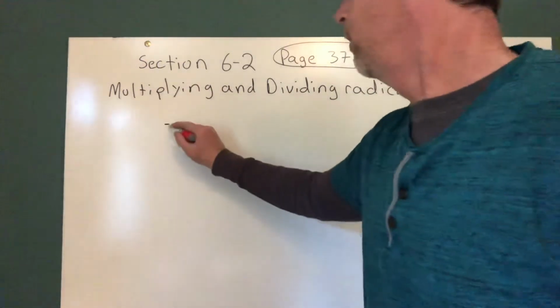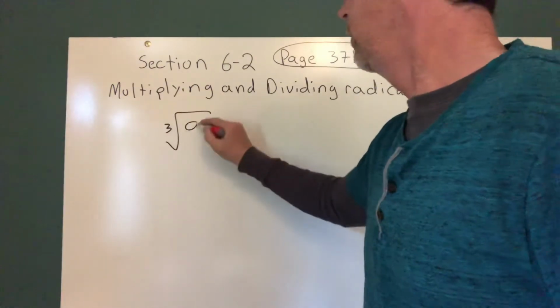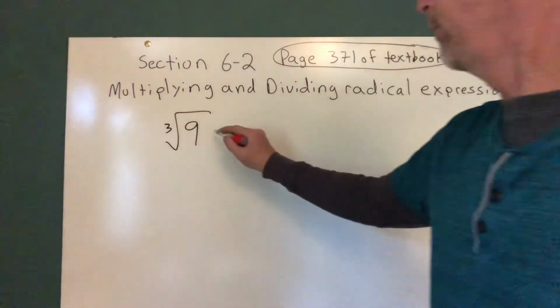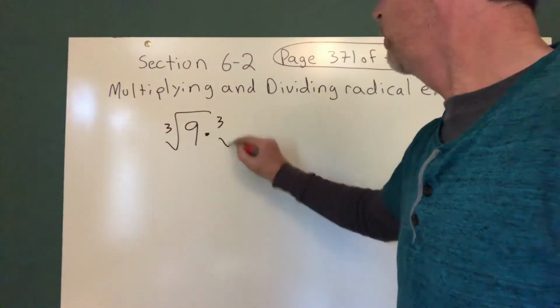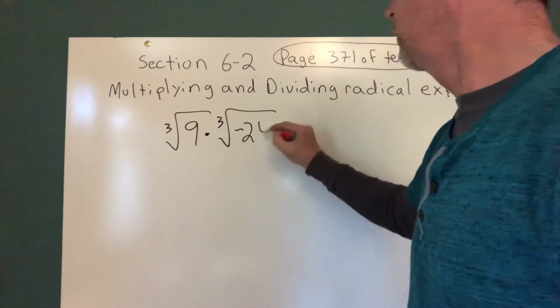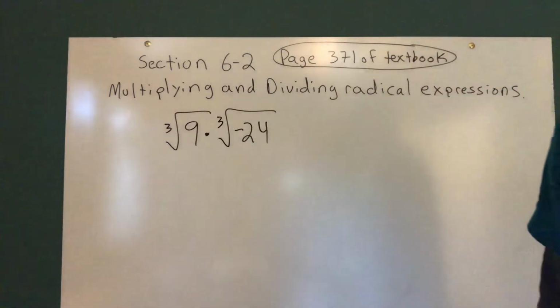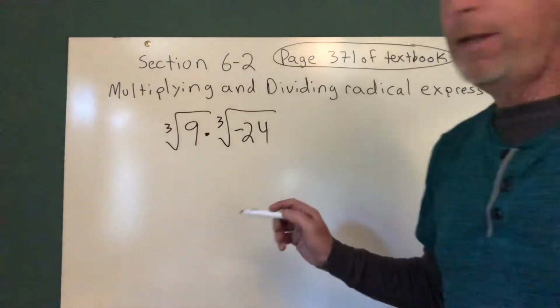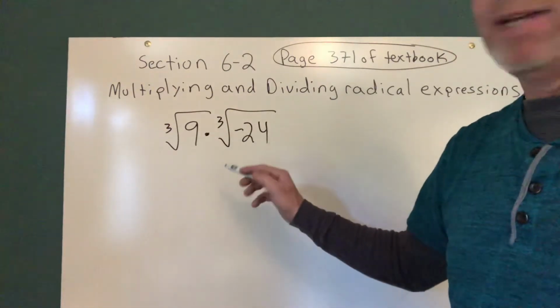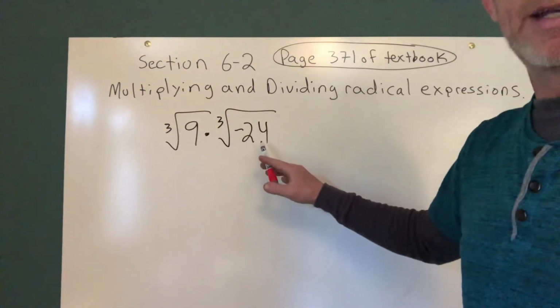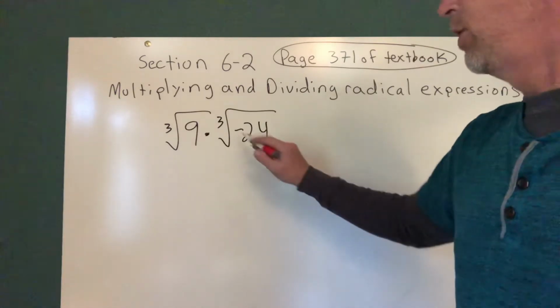The third root of 9, the third root of negative 24. All right, these clearly are not all going to have the same base. This does have some 3's in it. It also has some 2's in it. So let's break this down.